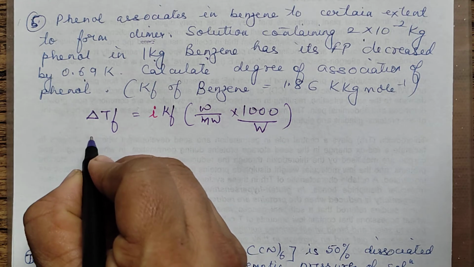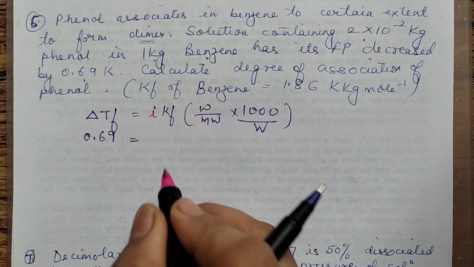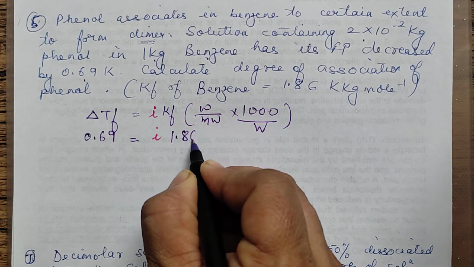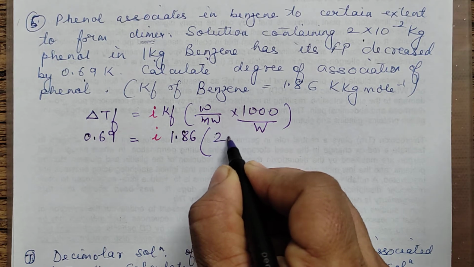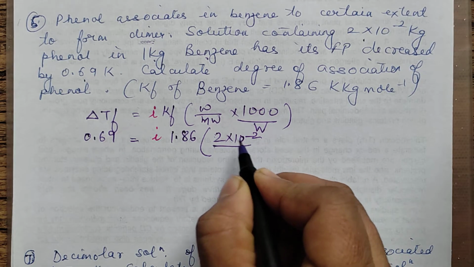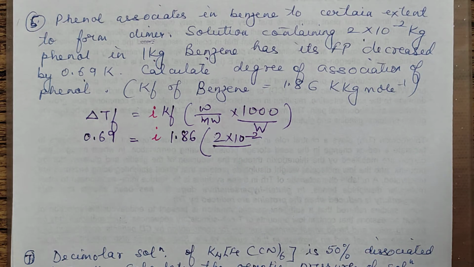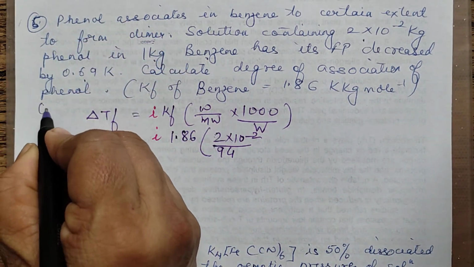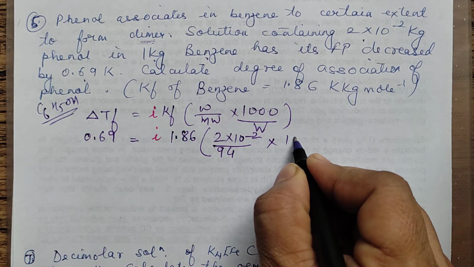So let us put the values now. This is 0.69. We are going to solve this i value. Kf is given, 1.86. Small w is given, that is 2 into 10 to the power minus 2, by the molecular weight. So the molecular weight of phenol you can find out, that is 94. Phenol is C6H5OH. You can solve it. It is 94 into 1000.